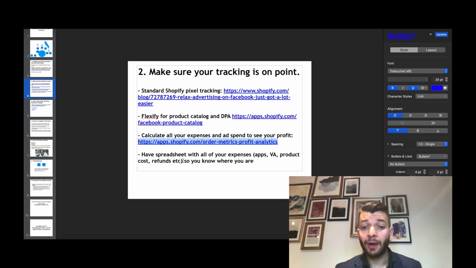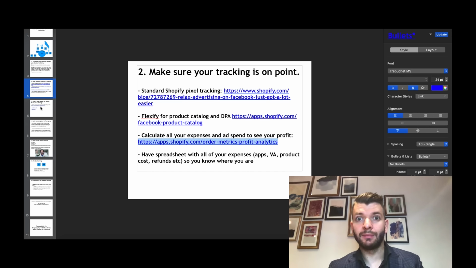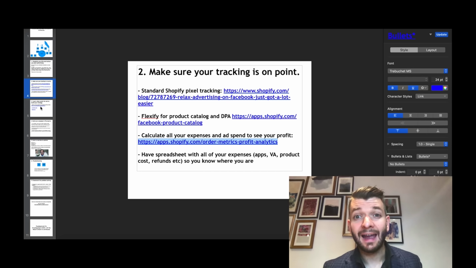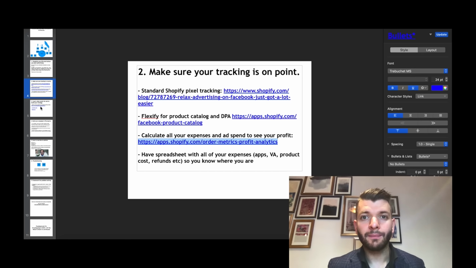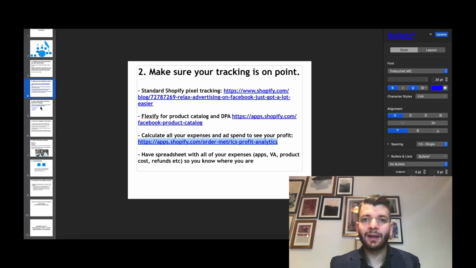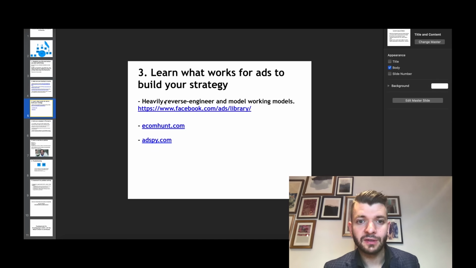Have a spreadsheet with all of your expenses, like apps, virtual assistant, product cost, refunds, so you know where you are in terms of profit and expenses. So make sure you're tracking all of those metrics. Maybe you advertise heavily and think that you're making profit, but with all of these expenses added up, maybe you're not. So you have to calculate all of those.